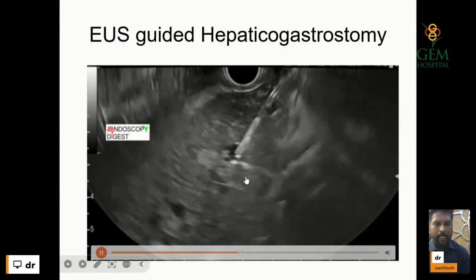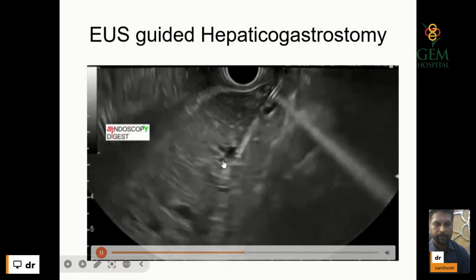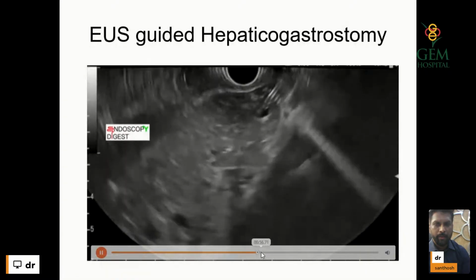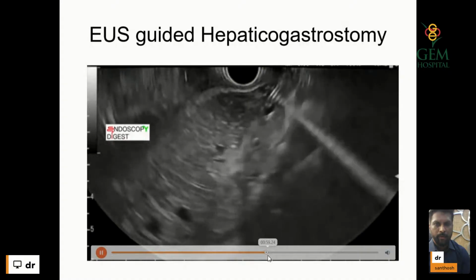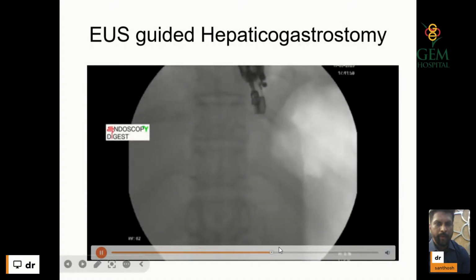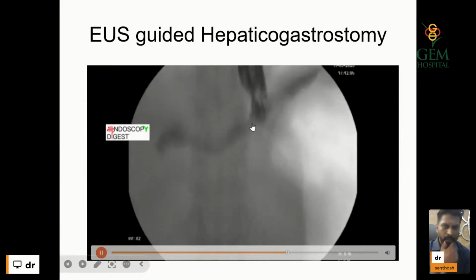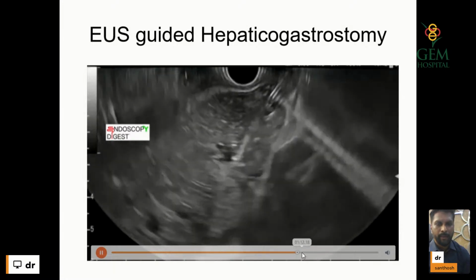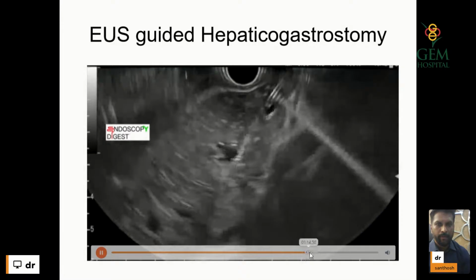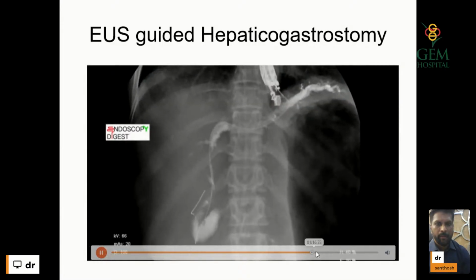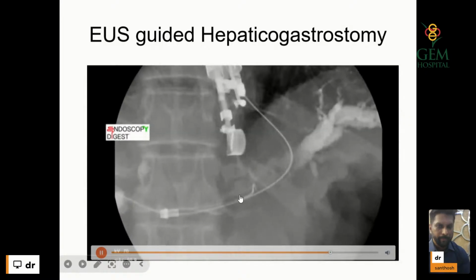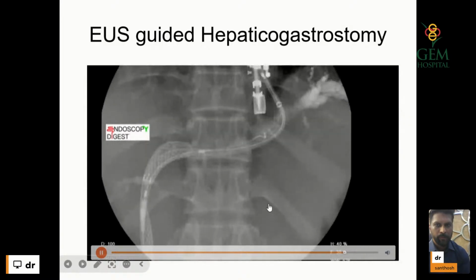So aspirate and there's a bile duct. Then put a contrast, so it will dilate the duct and also give the biliary anatomy. So apply contrast. Then place a guide wire, and this is followed by the placement of a luminal stent. So this is a metal stent.